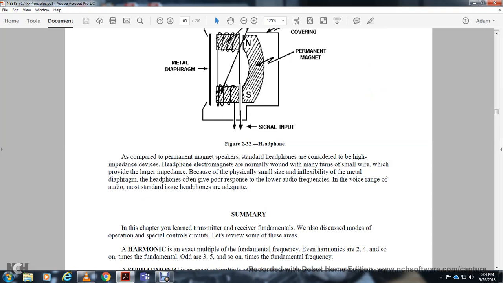Alright, as compared to permanent magnet speakers, the standard headphones have considerably higher impedance. The headphone electromagnet is normally wound with a small wire that provides lower current and larger impedance, because of the physically small size and the flexibility of the metal diaphragm. The headphones often give poor response for the lower audio frequencies of the voice range. The audio must be standard issue if headphones are to be adequate.